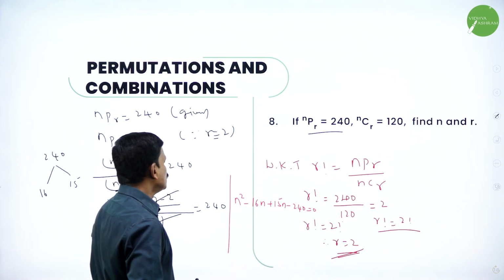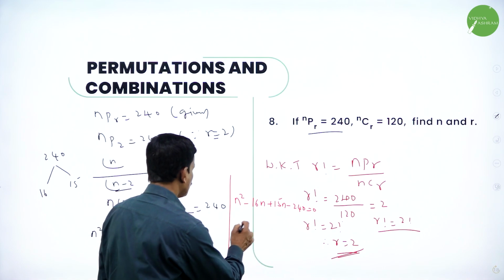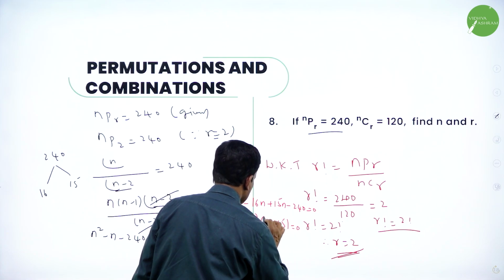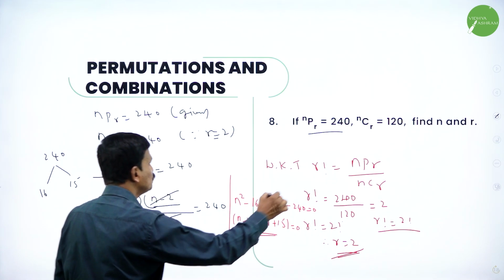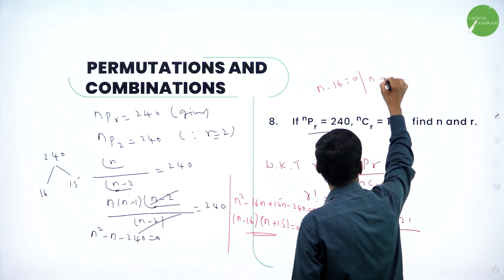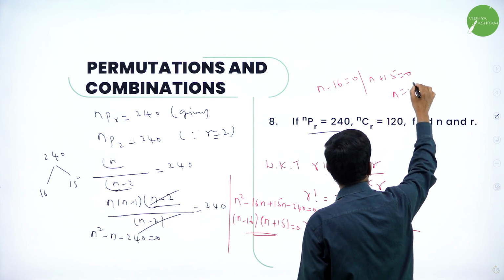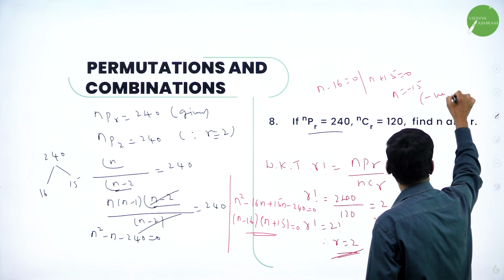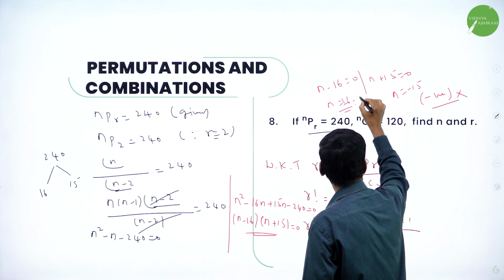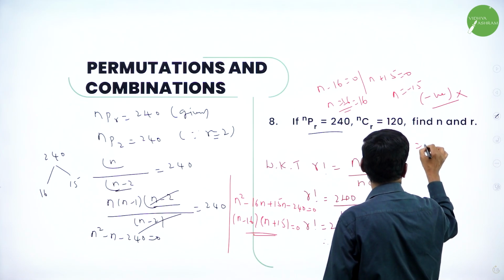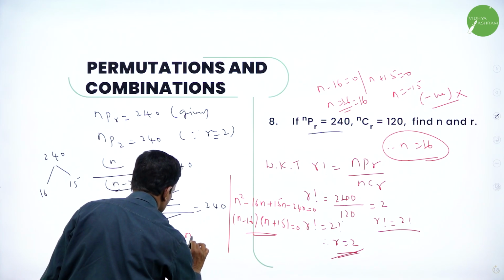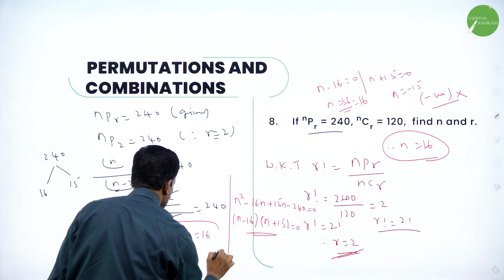Now how to simplify this? So therefore the factors are N minus 16 into N plus 15 is equal to 0. So here I'll write N minus 16 is equal to 0 or N plus 15 is equal to 0. N is equal to minus 15. So negative we cannot take. So N is equal to 16, positive value. Therefore the value of N is equal to 16. I will substitute here. So therefore N is equal to 16 is the required answer.